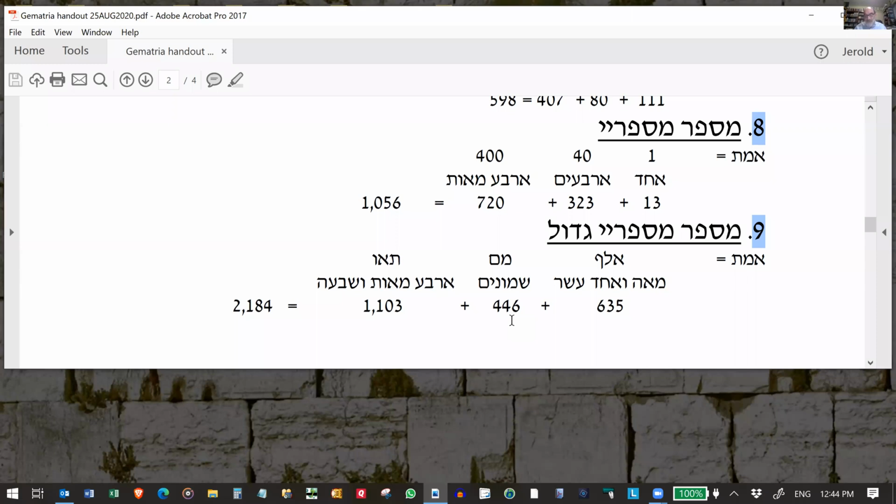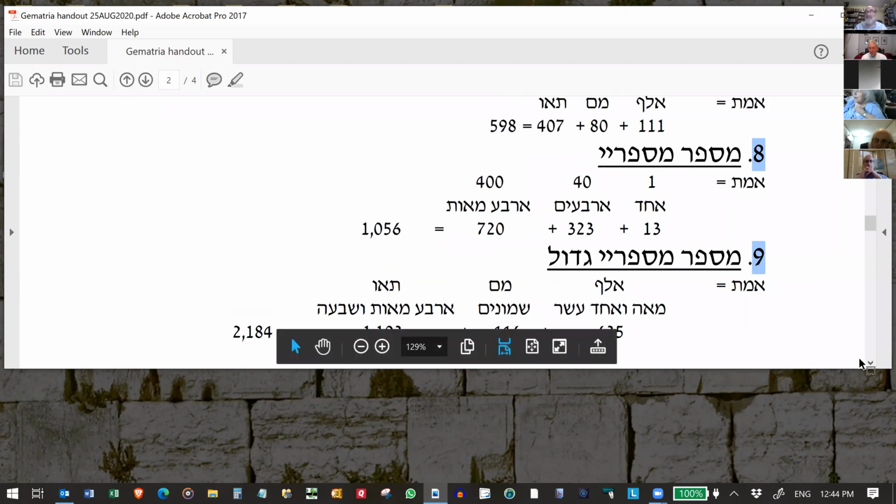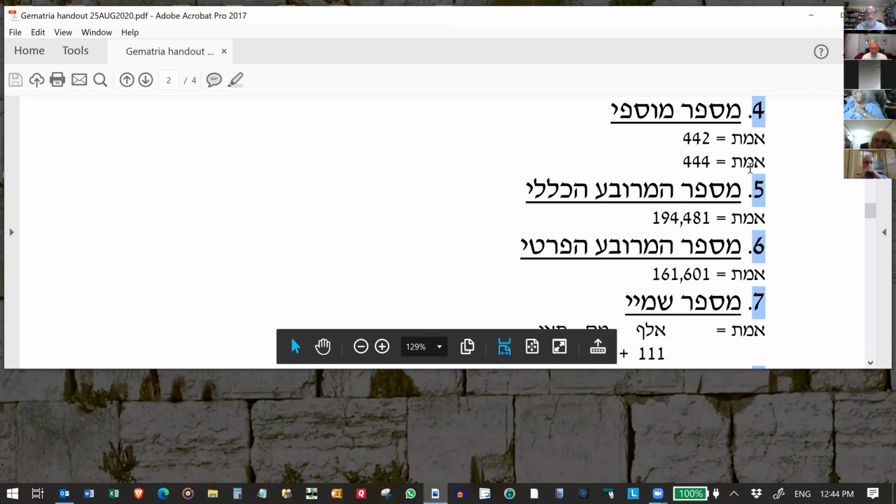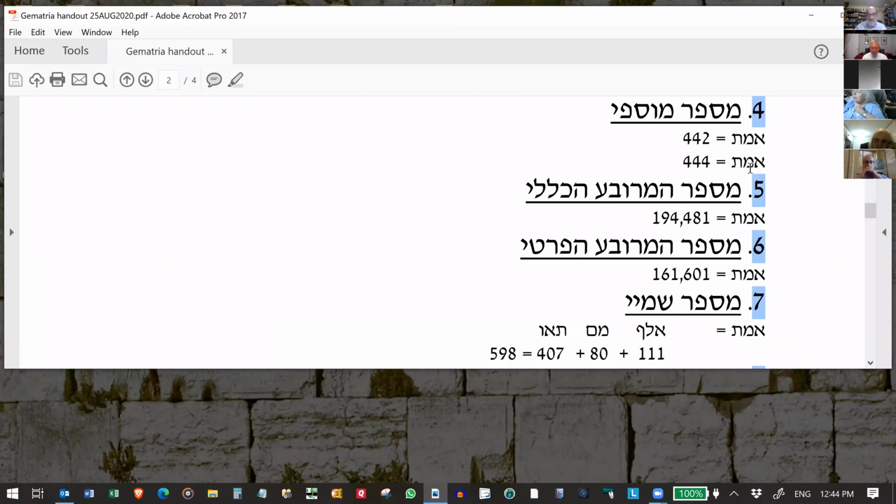So now, what did I do? I have 9 forms. Actually, there are 10 because I used 2 different versions of this one, with the kollel for the letters and the kollel for the word. And sometimes I had to figure it out.